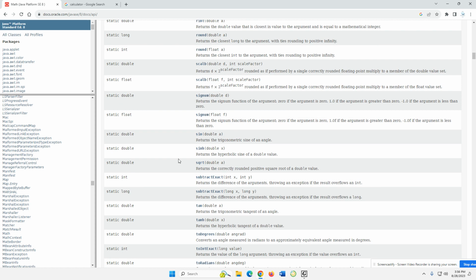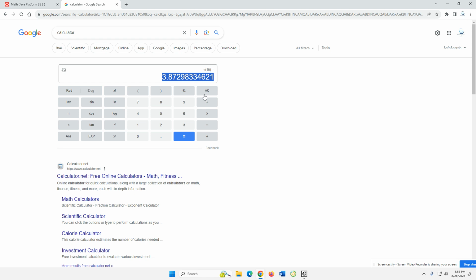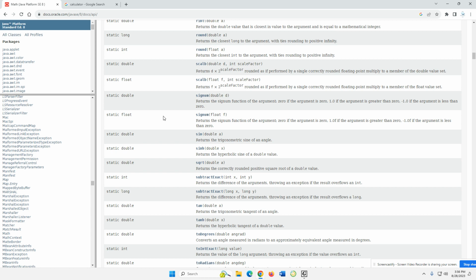There's also the idea of sine. Remember how, let's go to a calculator. Let's say I want to find sine of 56. What is sine of 56? It's negative 0.52155. We can actually do that in code. So we could do the same thing.